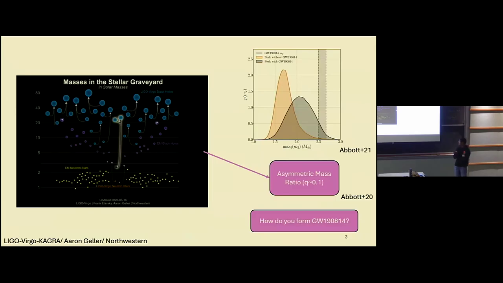Additionally, I'm also interested in the mass ratio of this event. With a q of 0.1, it's the most asymmetric source we've seen to date. And the natural question that arises is, how do you form events like 190814?